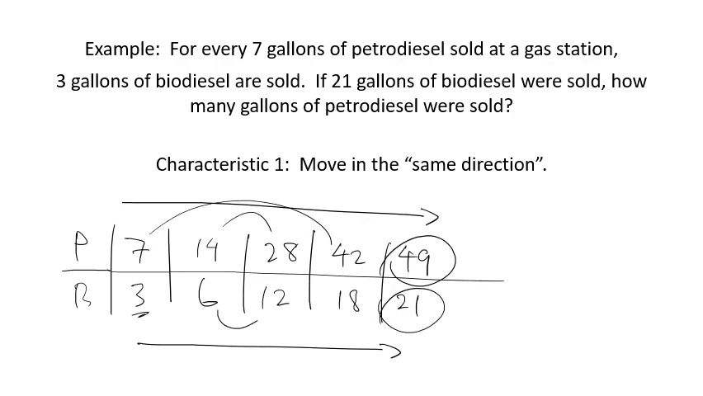They are going to move in the same direction, assuming we're dealing with positive quantities, quantities of things. So we're not going to sell negative 7 gallons of petrodiesel. So we're typically talking about these things in positive numbers. So this is the first characteristic to remember, that they move in the same direction.